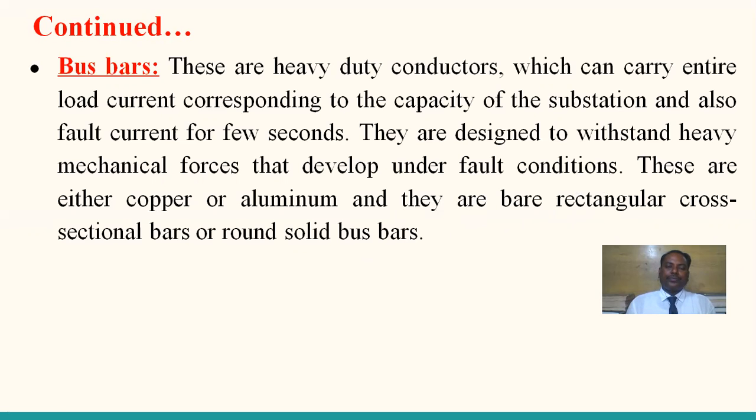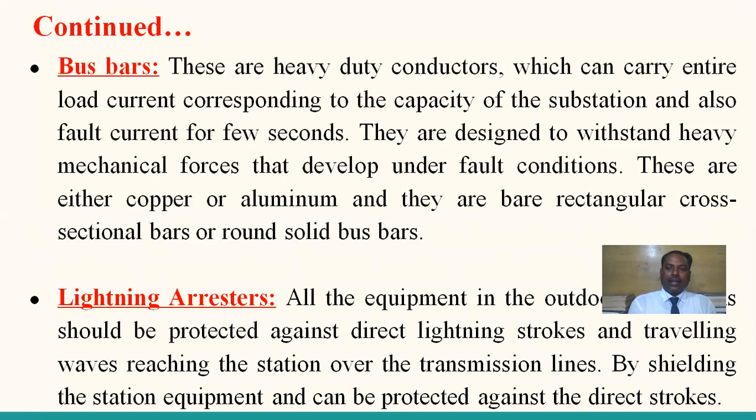So in simple language, the bus bar is the intermediate heavy duty conductor between the feeder coming from the transformer as well as the primary feeders going out from the substation. That is why the entire load current has to be carried by the bus bar, resulting in designing the bus bar in a systematic manner. It is either copper or aluminum, bare rectangular cross-sectional bars or round solid bars. And the next one is lightning arrestor.